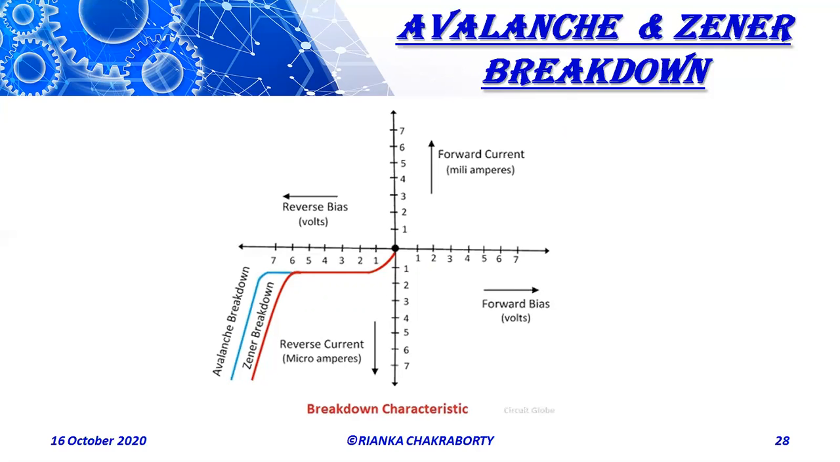With the rise of temperature, the energy of the valence electron increases so that a lower applied voltage can pull this electron out of its covalent bond. So, the Zener breakdown voltage decreases with increasing temperature. So, that's why the temperature coefficient of the Zener breakdown voltage is negative.